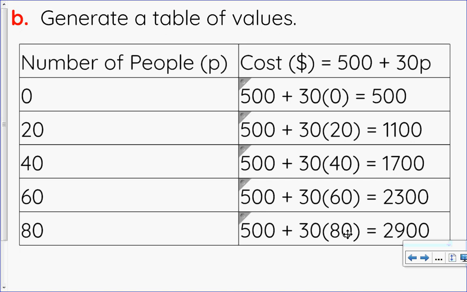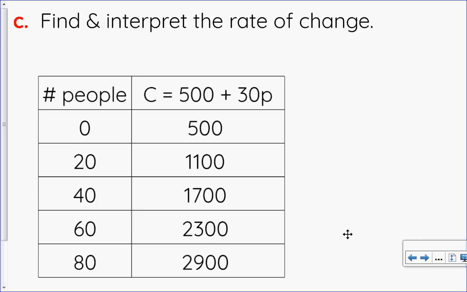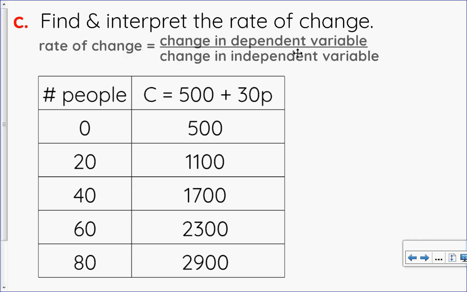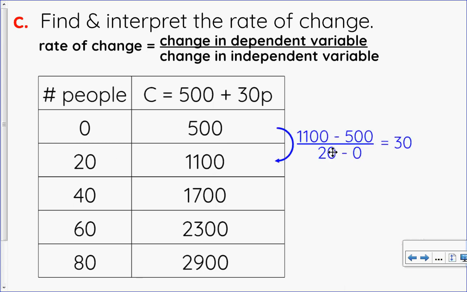Now that I've generated my table of values, I want to talk about rate of change. So rate of change we did on the graph. We also did that with our table of values. And a rate of change is just looking at the change in the dependent variable, which we know is C, over the change in the independent variable, which we know is the number of people. So for example, in the first one, I want to look at the rate of change between my dependent variable and my independent variable. So I would do 1100 take away 500 over 20 take away 0. And I get that that is 30.